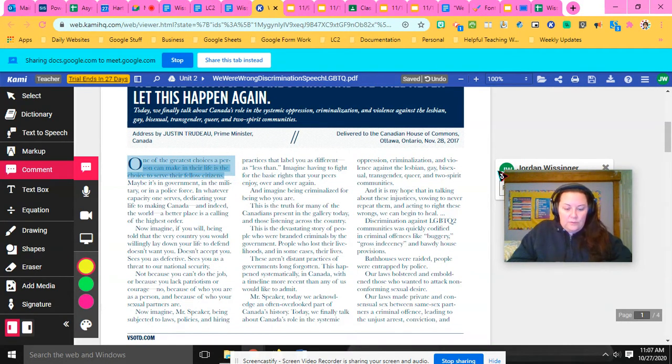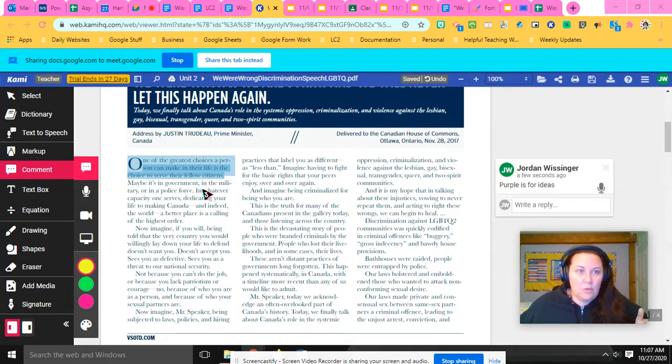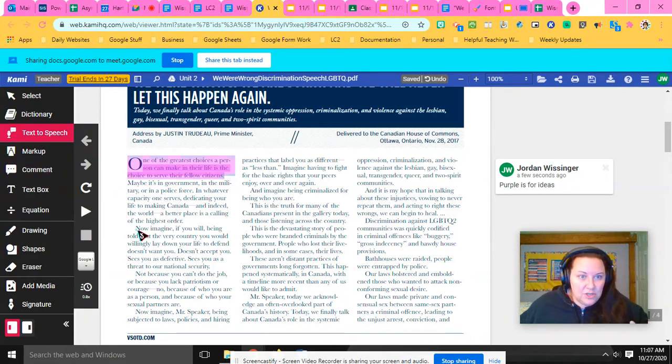Purple is for ideas. Because if I have to come back to it later, I want to know what color I use, right? So we're going to start here, and we're going to go back to text to speech.